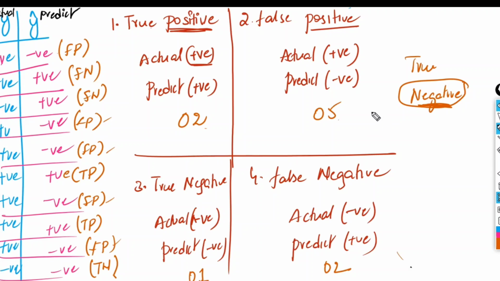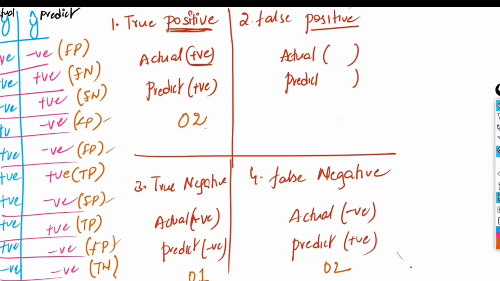Sorry, guys. Actual positive. Sorry, I have made a mistake. False positive means predicted positive. Falsely predicted positive. That is the meaning. Sorry, my mistake, this one. So actual should be negative and predicted should be positive. And this is quite opposite: actual should be positive and predicted should be negative.